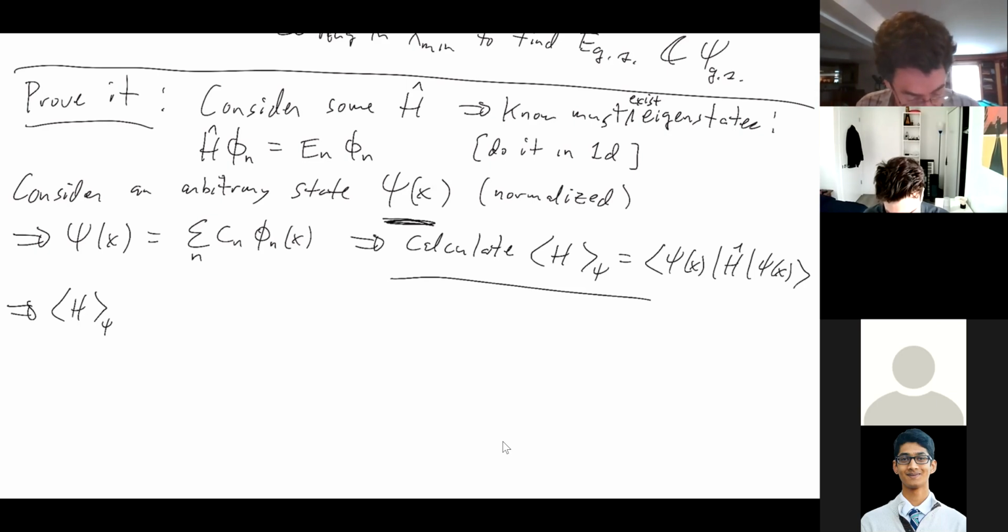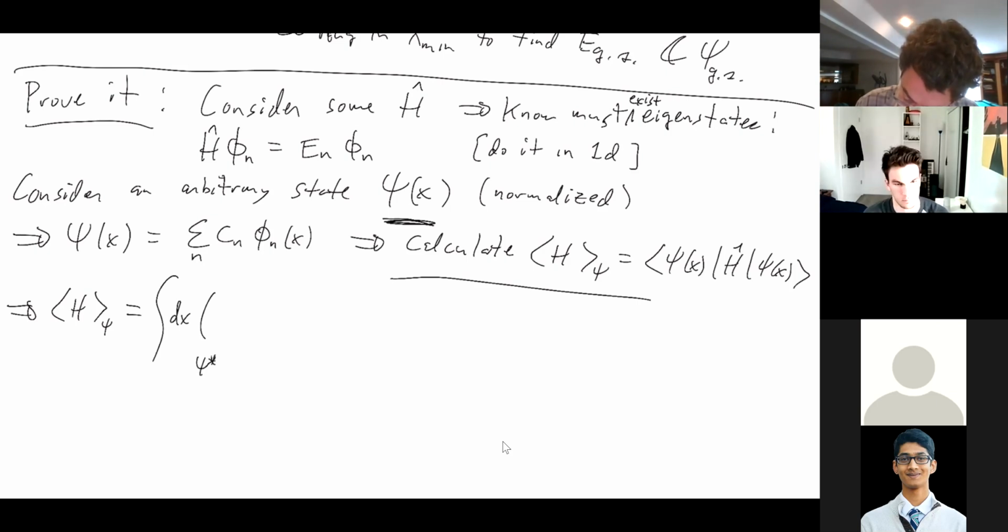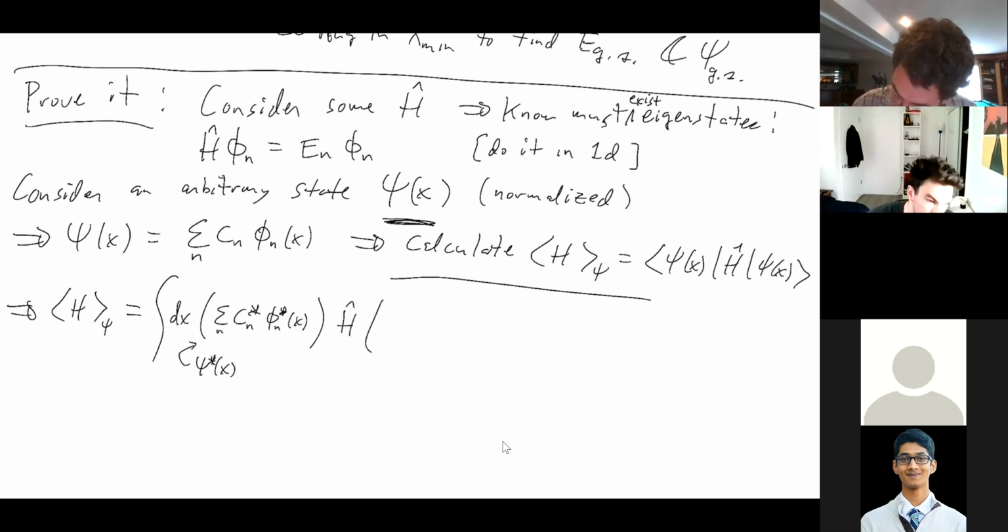Then this expectation value is an integral over x. So let's plug it in. I'm going to have psi star of x, and psi star of x will be the sum over n of C_n star phi_n star of x, and then H, and then I have to plug in here psi of x.